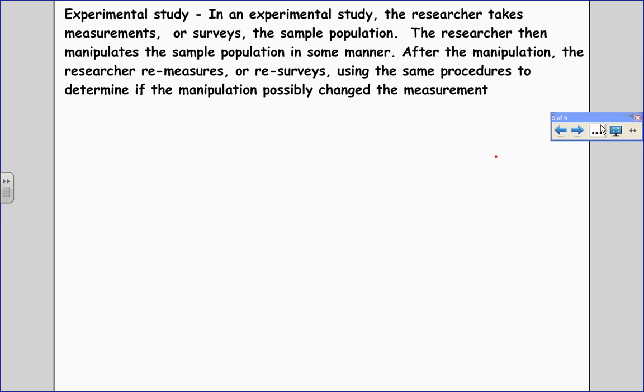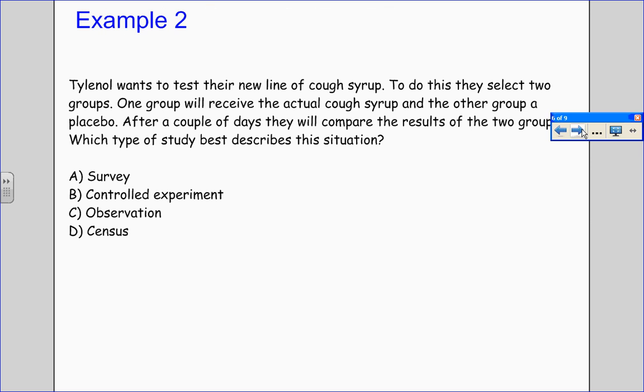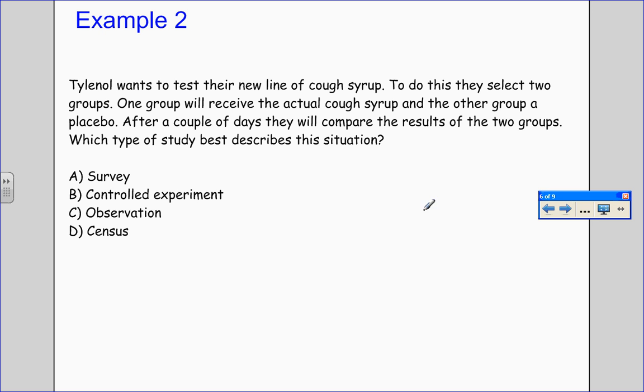So let's look at an example. Tylenol wants to test their new line of cough syrup. To do this, they select 2 groups. One group will receive the actual cough syrup, and the other group a placebo. So the other group is going to get the fake. They're not going to get the real Tylenol. After a couple of days, they will compare the results of the 2 groups. Which type of study best describes this situation?